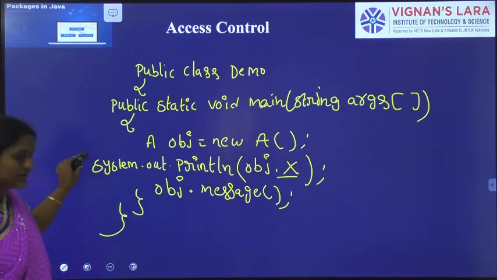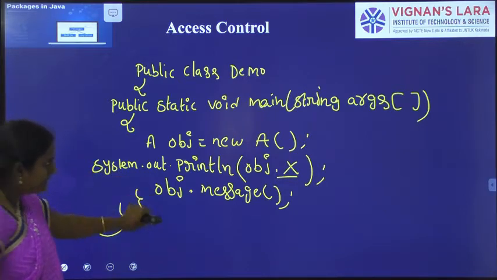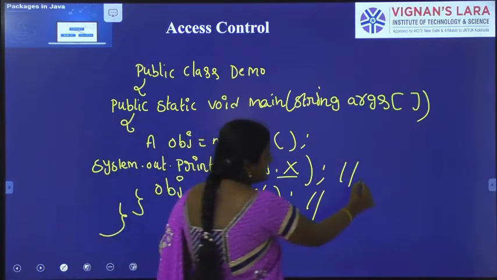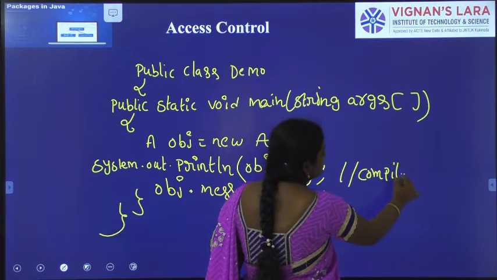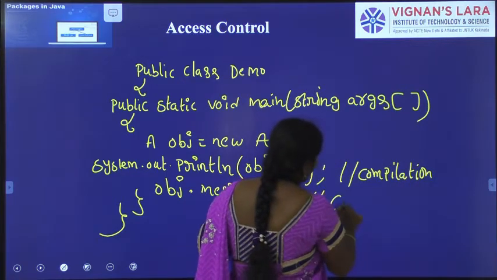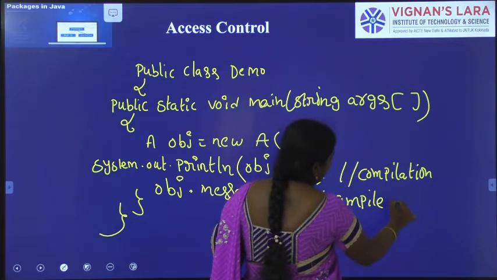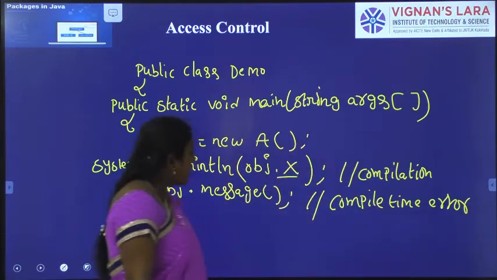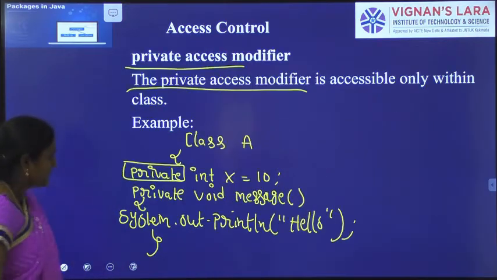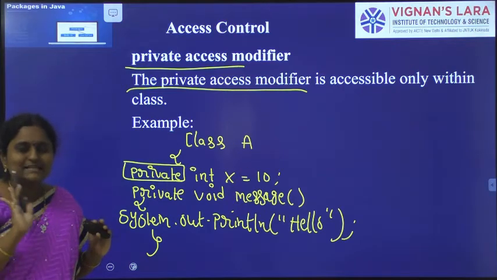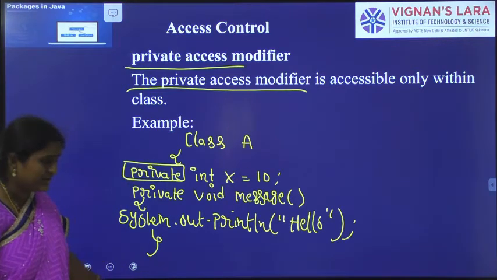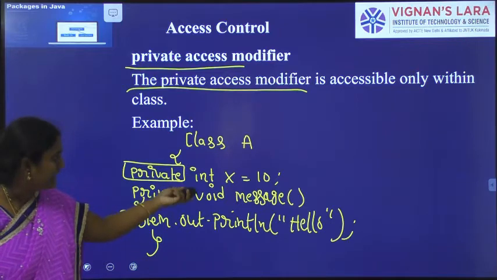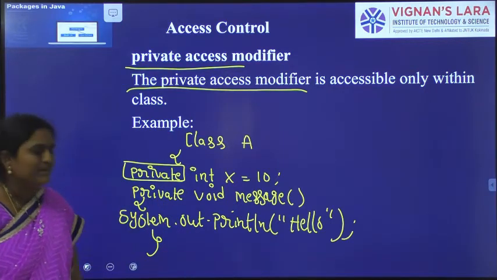Whenever the compiler reaches these two statements, it raises a compilation error, because the x variable is private. In this class I have created one variable and one method, but these two have the private access specifier.